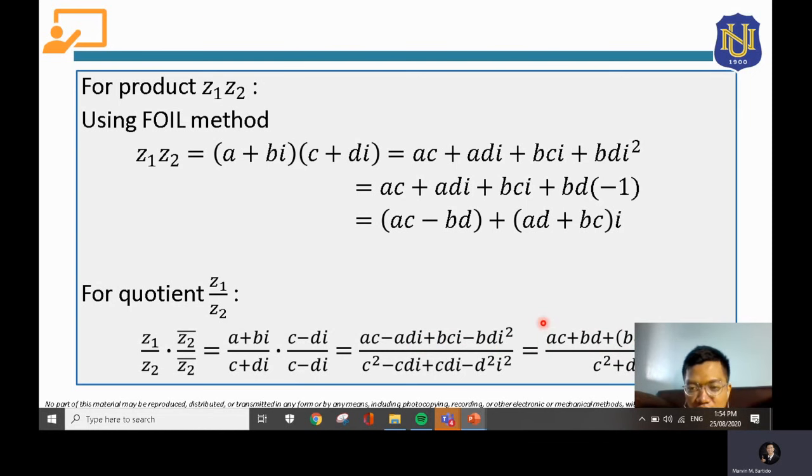Okay, so this is the formula that is written in the previous slide for quotients of complex numbers. So you don't have to memorize this, you just have to apply our rule. You just have to multiply this fraction by a fraction wherein the numerator and the denominator is the conjugate of this denominator. So that is the rule for quotient for complex numbers in general form.